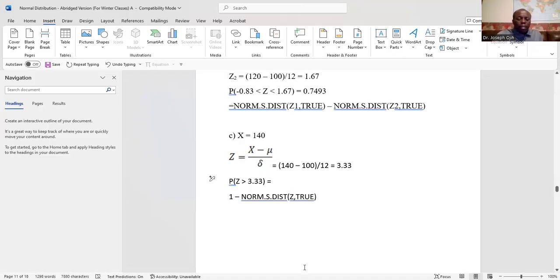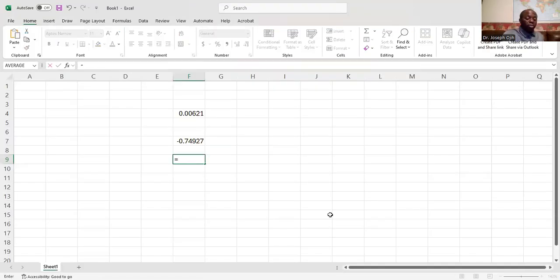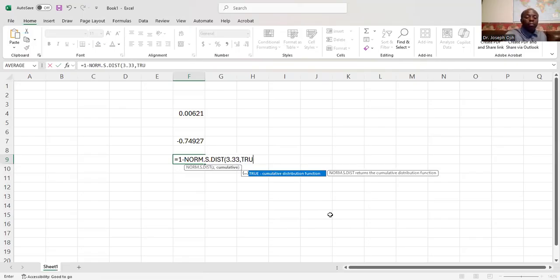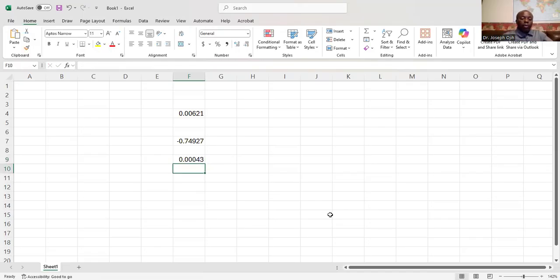So let's do it for this one, 3.33. I'm taking you to Excel. So you're going to type equals 1 minus NORM.S.DIST 3.33, comma, true. Okay. Give me the answer: 0.0004.